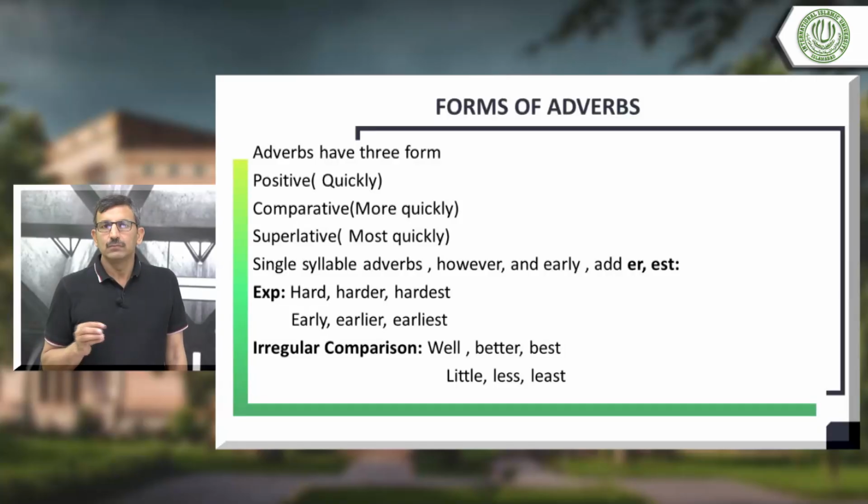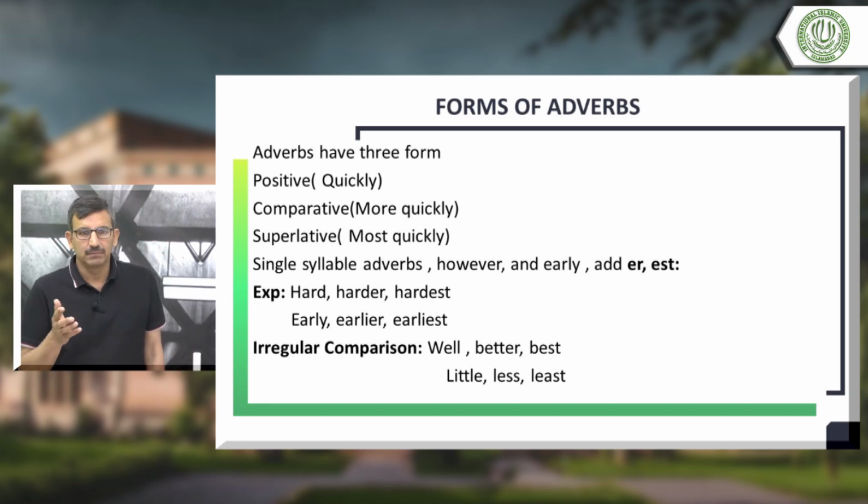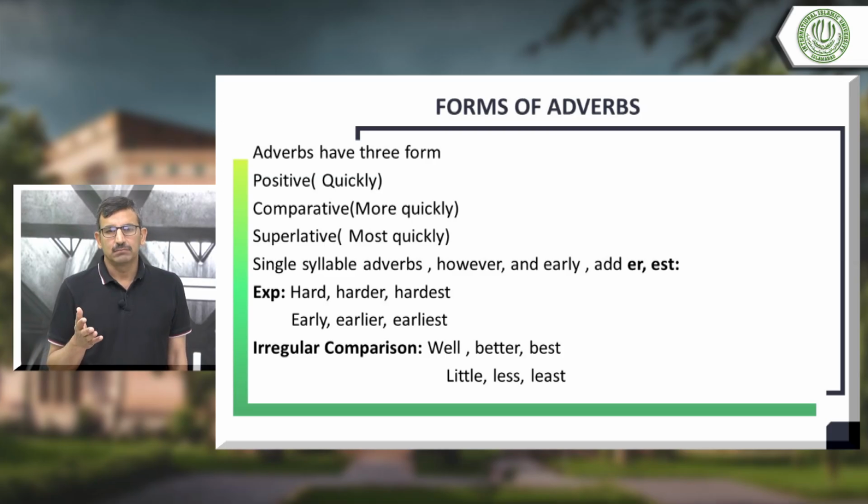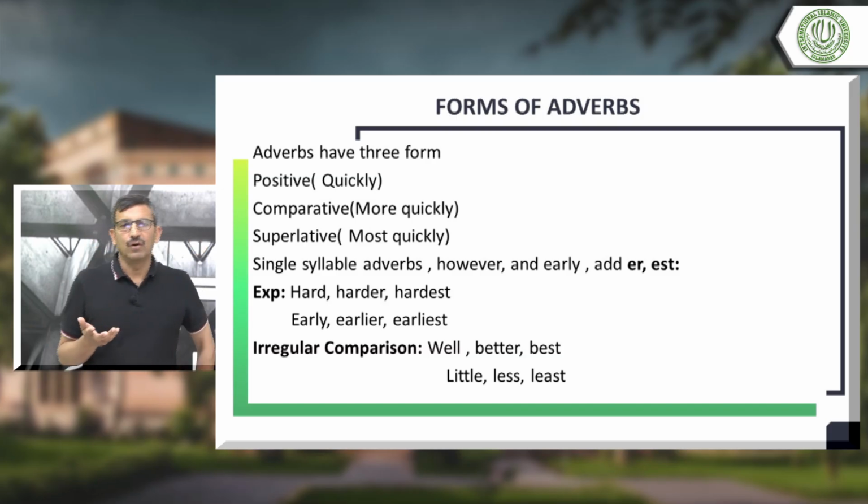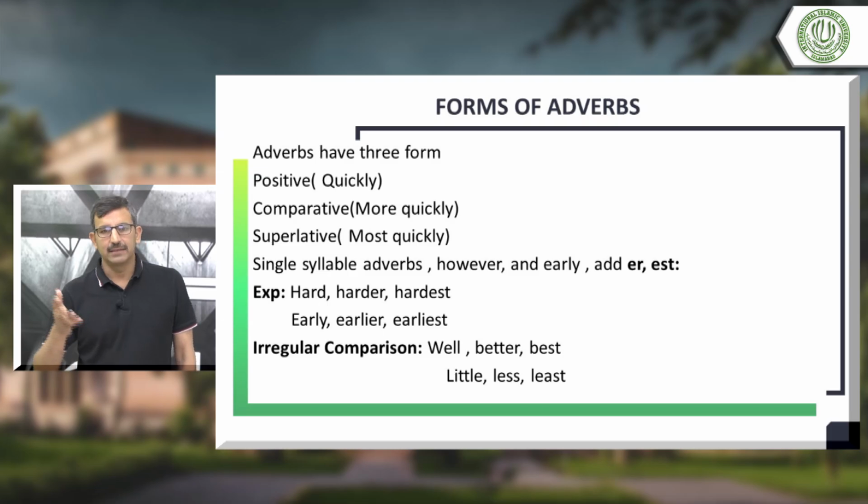Now, we will move on to the forms of adverbs. Adverbs have three forms: positive form, quickly; comparative form, more quickly; superlative form, most quickly. So, these are the three forms of adverbs. Single syllable adverbs, however, and early add er, est, like hard, harder, hardest, early, earlier, earliest. There are some irregular comparisons of adverbs like well, better, best, little, less, least.